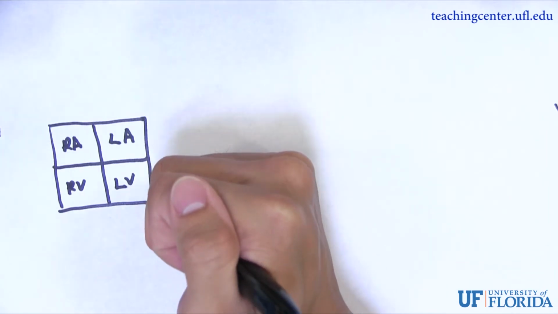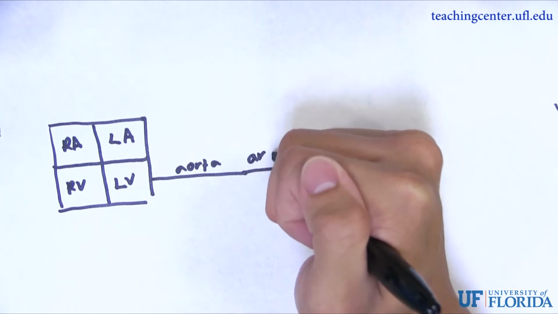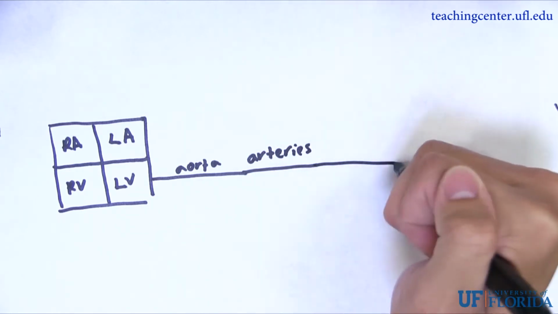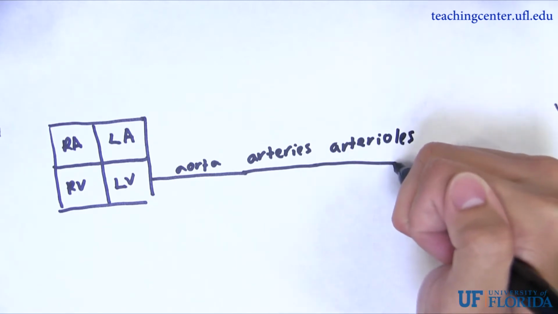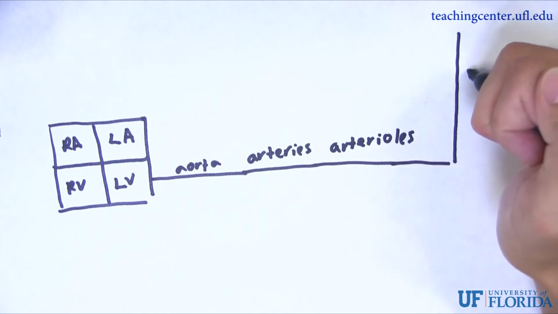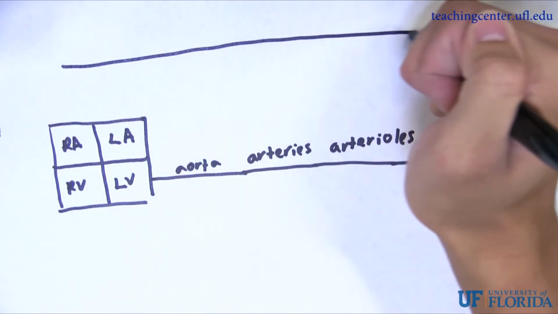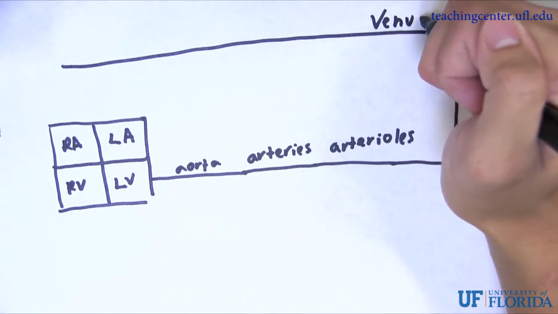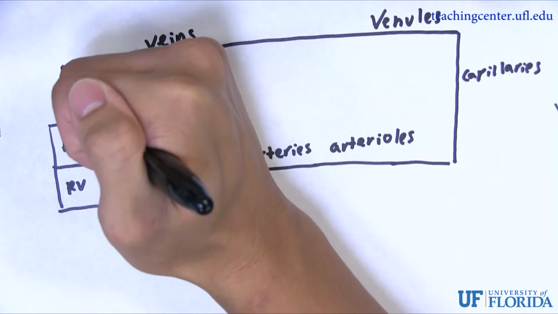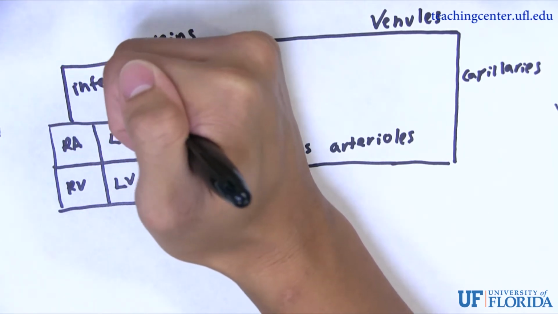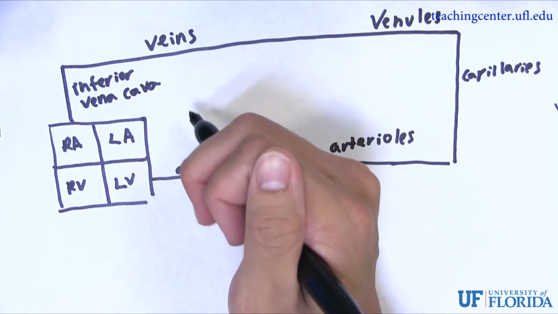The systemic circulation includes your aorta, your arteries, your arterioles, your capillaries, your venules, your veins, and then finally, your inferior vena cava, which is the large vein that returns blood back to the right atrium of the heart.